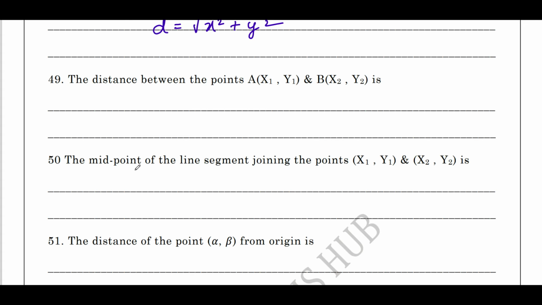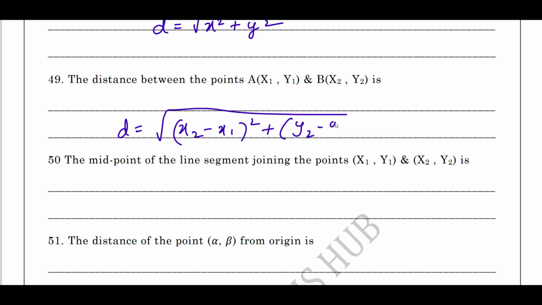Now question number 49, the distance between the points A of x1 y1 and B of x2 y2. The distance between two points is given by the formula d equals square root of x2 minus x1 whole square plus y2 minus y1 whole square. Repeated question in the examination. Definitely a 2 mark question will be asked based on this. Else at least they'll ask to write the formula.